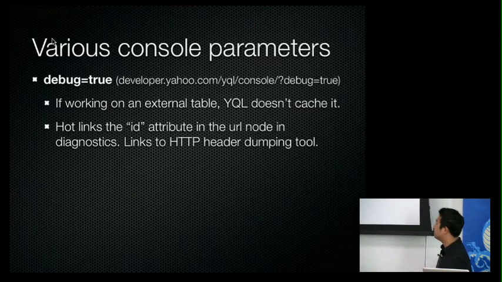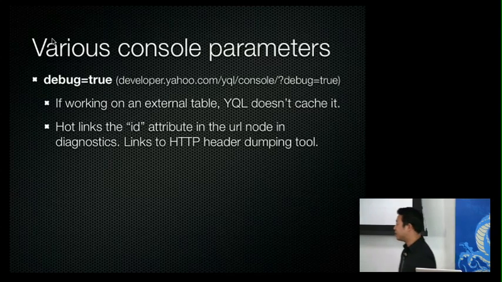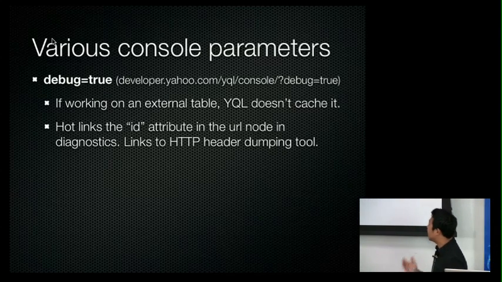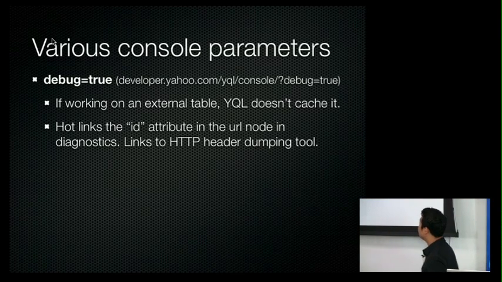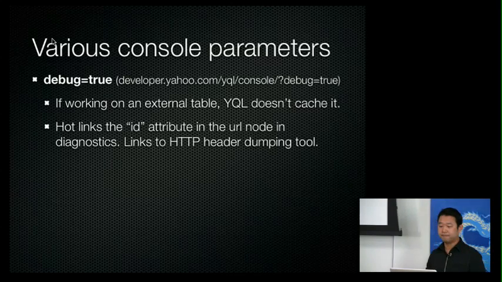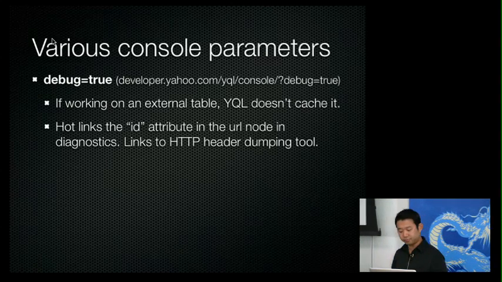And if you use the use statement and you run your query, you'll see that if you change the file on your server, it's using a cached version. To make sure that the engine doesn't do that, just add debug equals true. It also hot links the ID attribute in the URL node in diagnostics. And that link links to the HTTP header dumping tool.